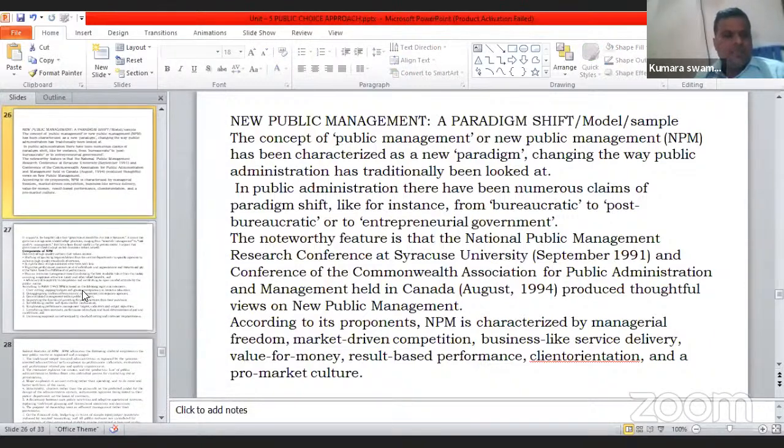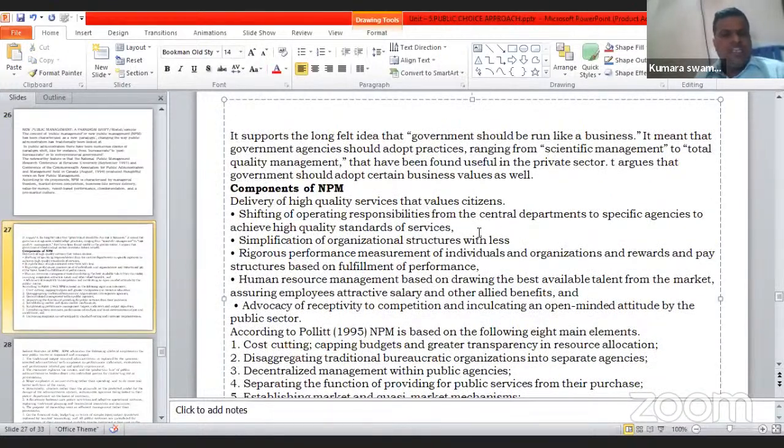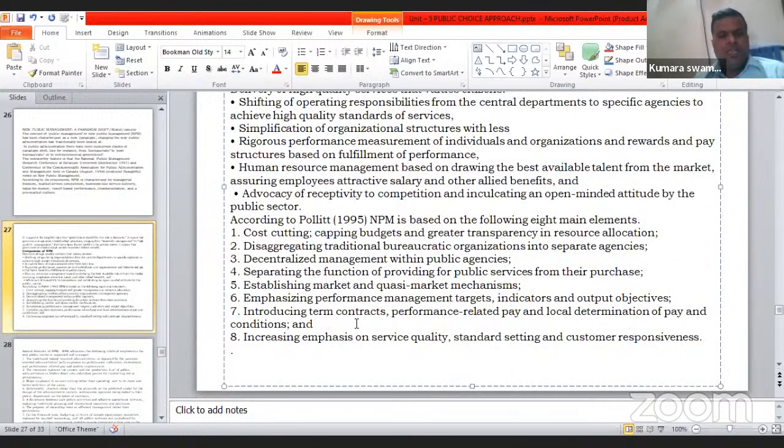In new public management, there are components. A few components are there. It is a shift of operation and responsibility from the central departments to specific agencies. It simplifies the organizational structure. And this new public management has different components. According to Pollitt, he describes the different elements that come under the components of new public management. New public management wants to reduce the budget. So cost cutting, we can say that. Cost cutting, capping the budget and greater transparency in resource allocation.